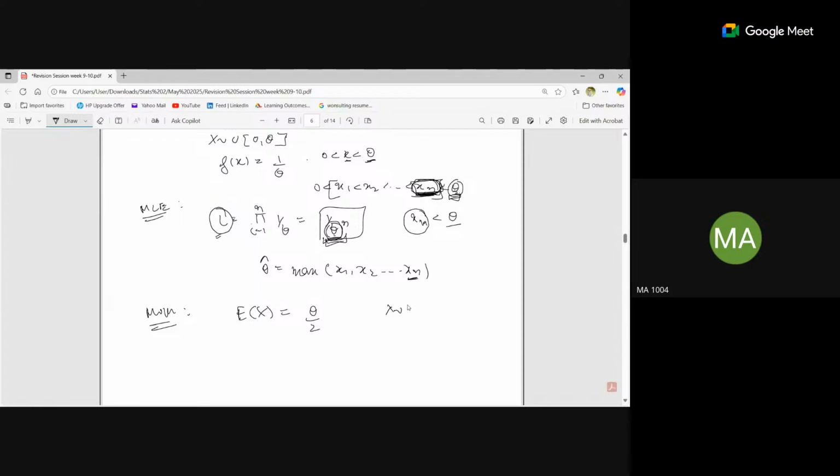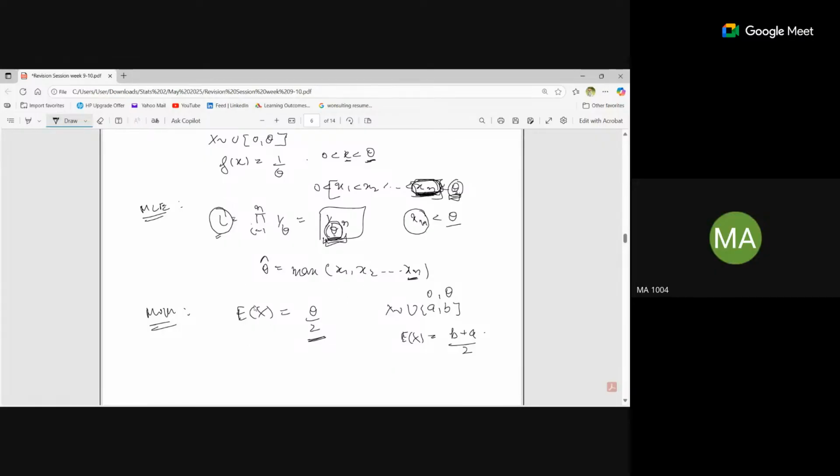If my x follows uniform(a, b), what is the expectation? It would be a plus b by 2, correct? This is the expected value. According to the question, a is 0 and b is theta. So this will be theta plus 0 by 2, which is theta by 2. Is this fine? Yes.